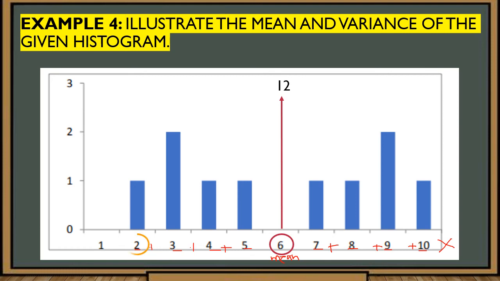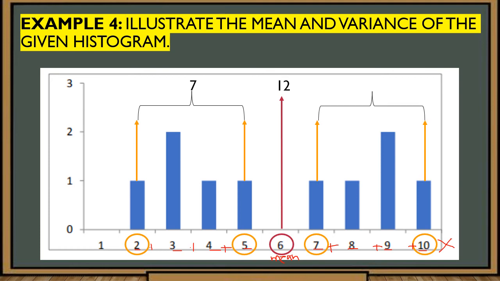Now we're going to determine the distance from the left side and the distance from the right side from the mean. So we have 2 and 5 on the left. So we're going to add 2 and 5, we have 7. And on the right side, we have 7 and 10. So simply add these two values and we get 17.